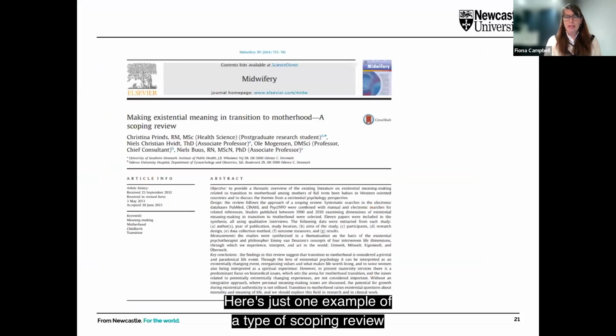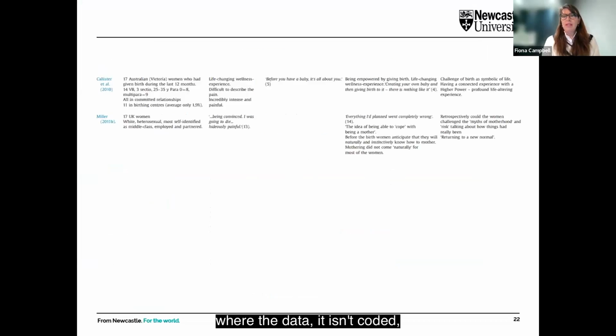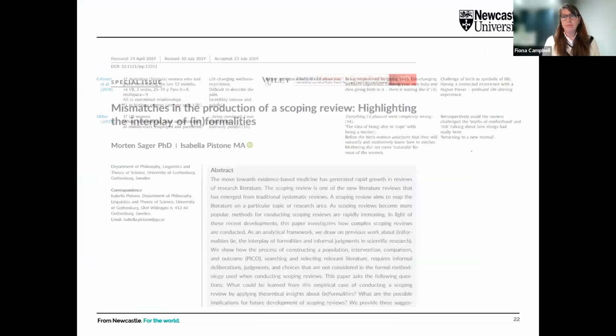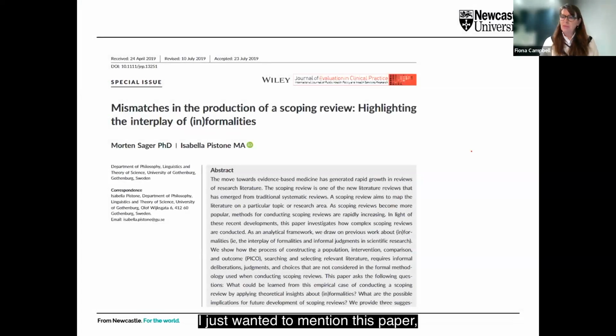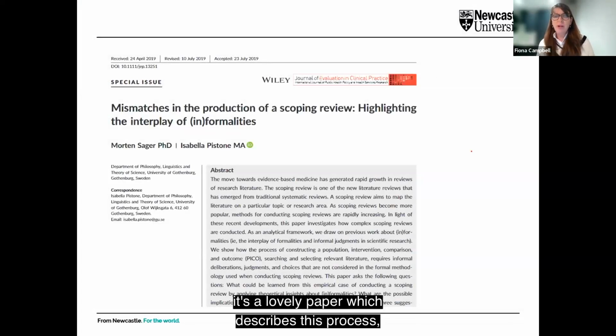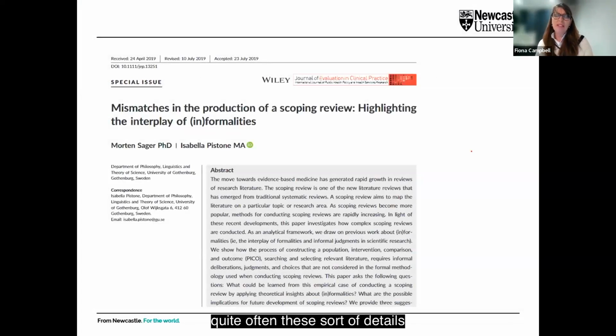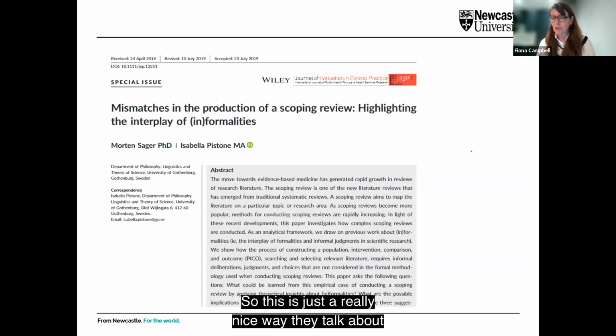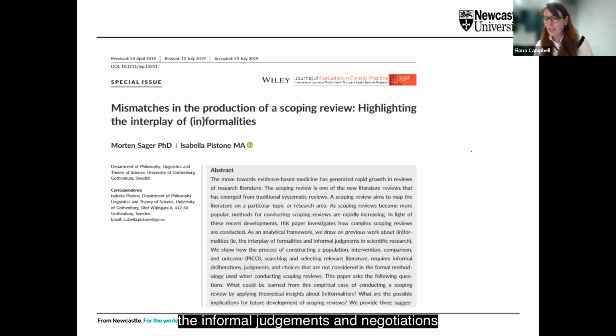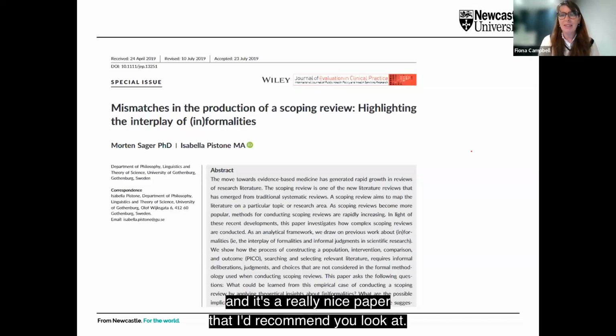Here's just one example of a type of scoping review where the data isn't coded, there's textual data that's extracted and that's grouped, categorized and described. I just wanted to mention this paper. It's a lovely paper which describes this process. Quite often these sorts of details are not what's in the published report. So this is a really nice paper where they talk about the informal judgments and negotiations that go on during a scoping review, and the authors describe it like a dance, and it's a really nice paper that I'd recommend you look at.